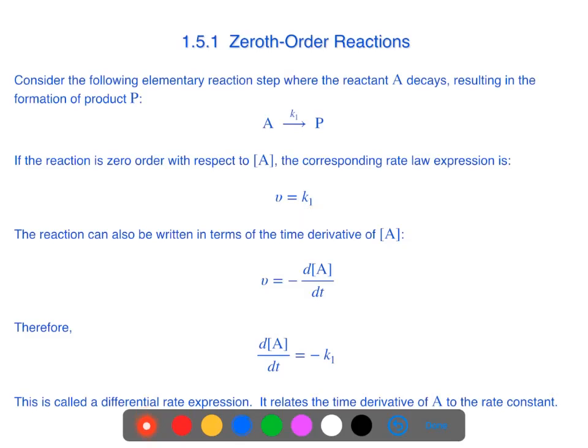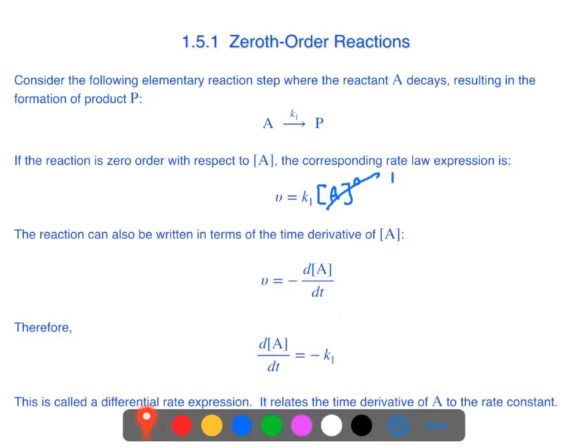And we can see that if we were to raise the concentration of A to the zeroth order, this simply goes to 1. And so the overall rate of the reaction is simply equal to the rate constant. Now the reaction can also be written in terms of the time derivative of A. So we can show the overall rate of the reaction is simply the consumption of A via the derivative, the change in the concentration of A with time.